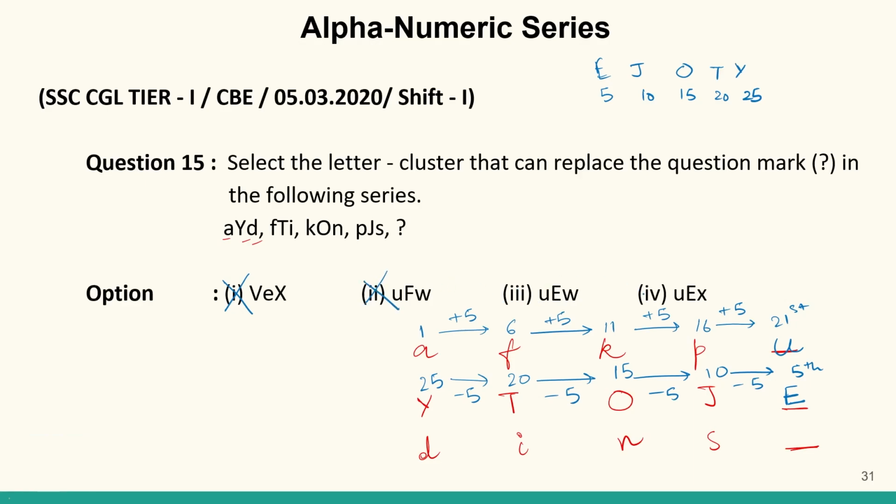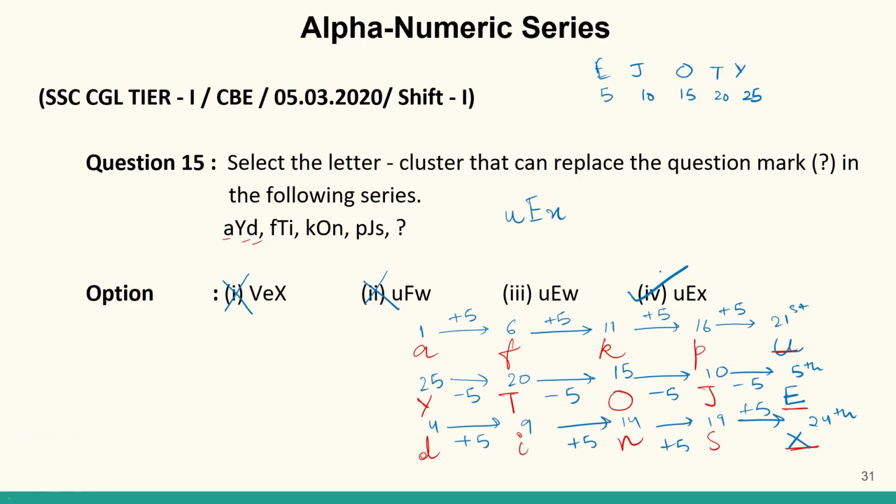Now the answer is between the 3rd option and the 4th option. So let us check this one. D is positioned at 4 and I is positioned at 9. N is positioned at how much? 14. S is positioned at 19. So again, I can see very clearly 5 positions increased, 5 positions increased, 5 positions increased. So I'll increase it by 5 positions, and that will give us the 24th position, and the 24th position belongs to X. So small x. So our answer will be U, E, X. That is option number 4.